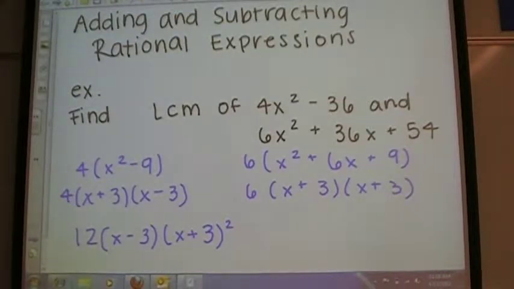Adding and subtracting rational expressions. Does everybody remember finding least common multiples? Least common multiples of just numbers. For example, what's the least common multiple of 3 and 5?